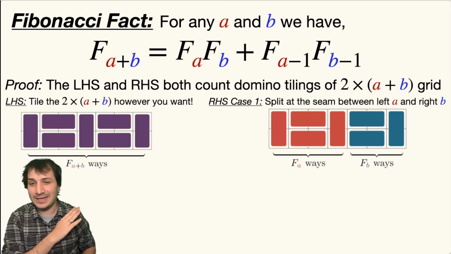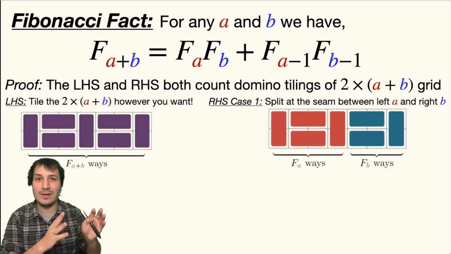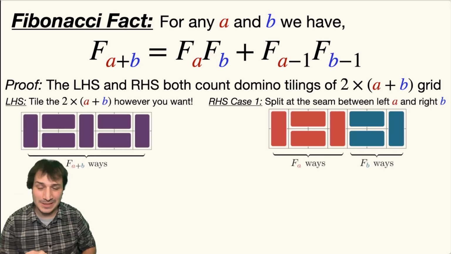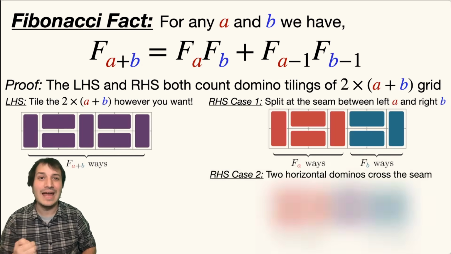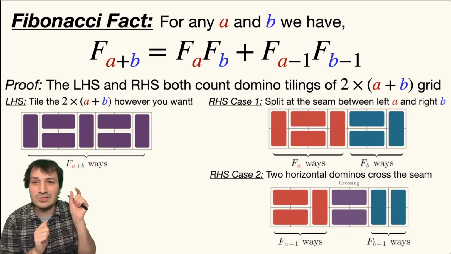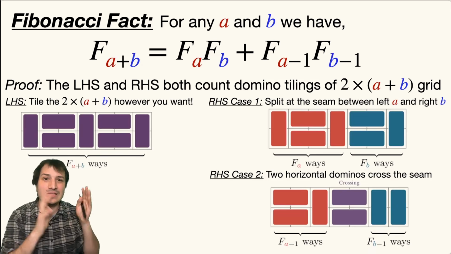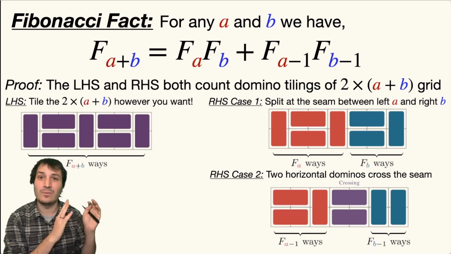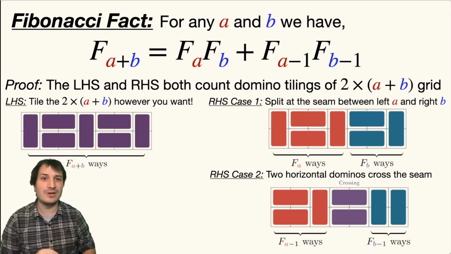So when you can split cleanly down the middle on the left A and the right B, I call that case 1. When you cannot split cleanly down the middle, I call that case 2, and case 2 looks like this. In case 2, there are some horizontal dominoes that cross exactly on the seam between the left A squares and the right B squares. So this is the kind of picture you get in that situation.